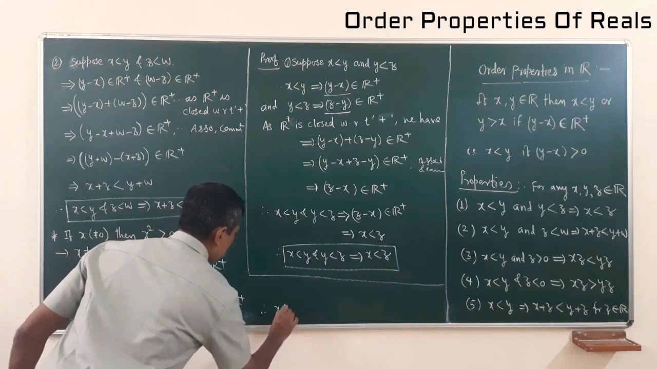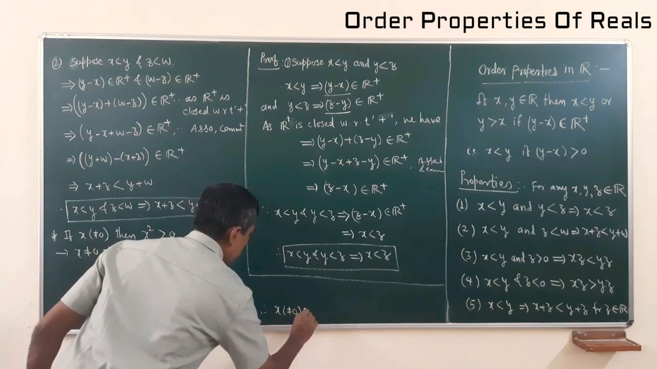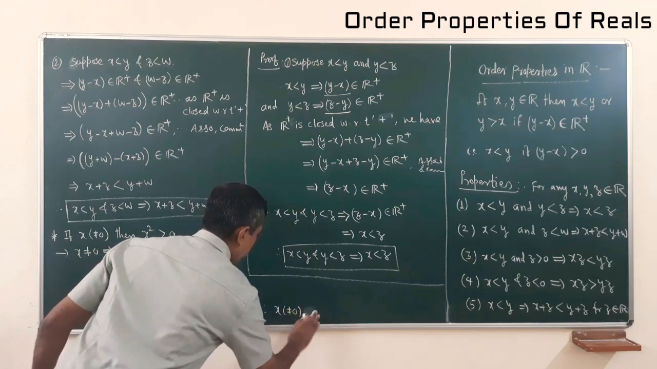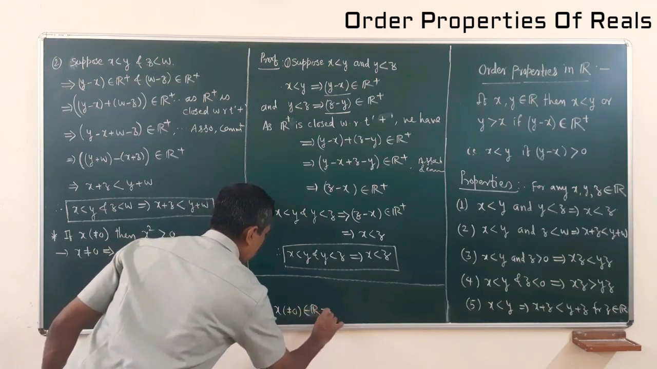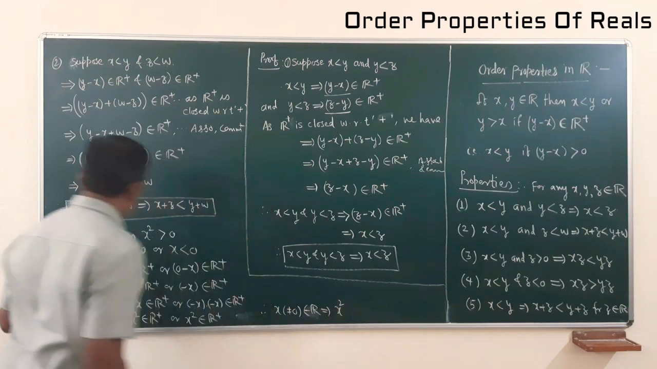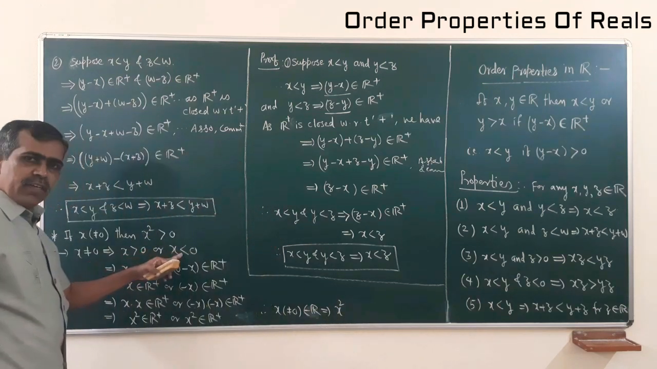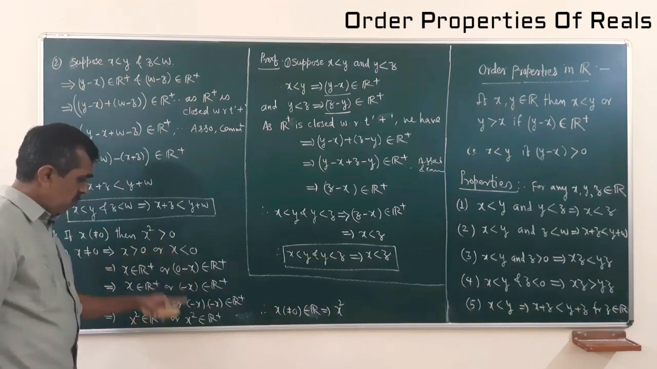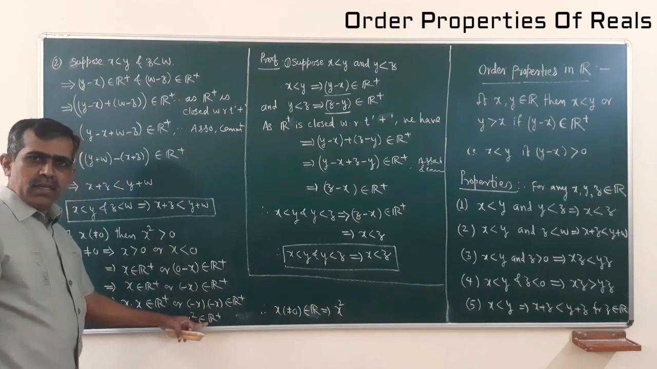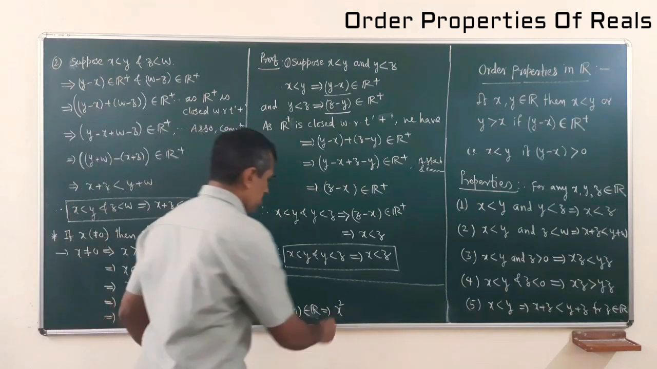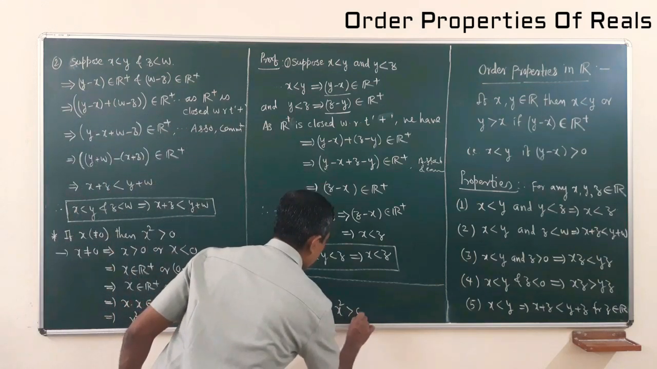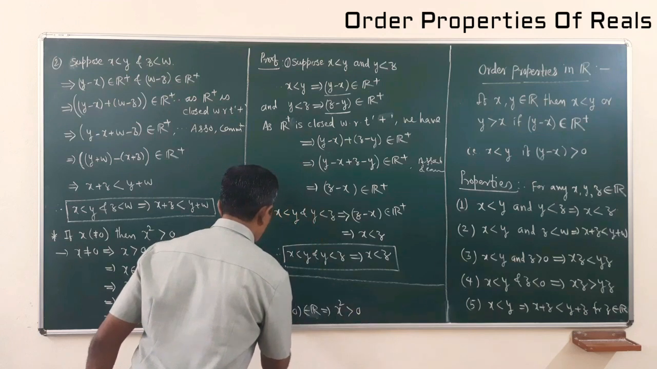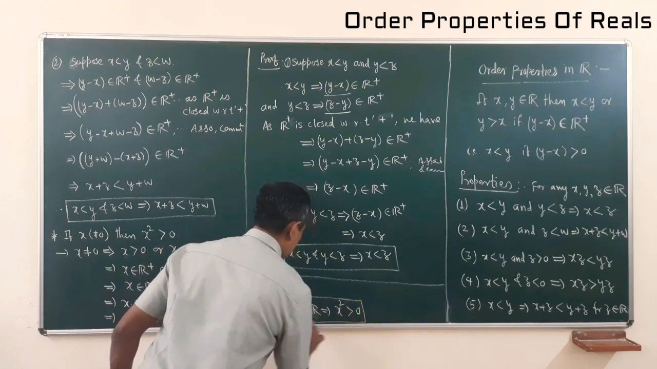Therefore, x not equal to 0 implies either it is positive or it is negative. Even if it is positive, x square is positive. Even if it is negative, x square is again in R plus. R plus means x square greater than 0. So, this is what the proof is.